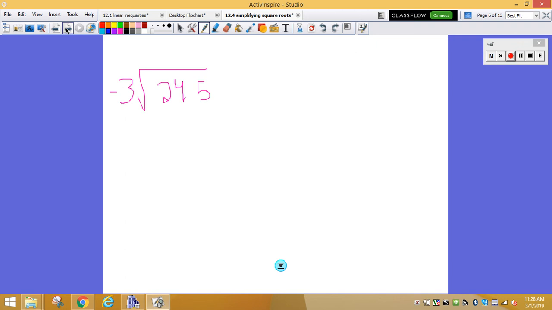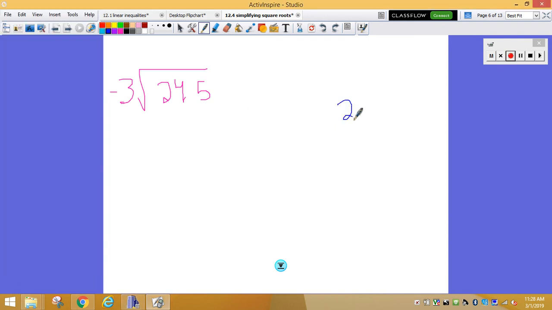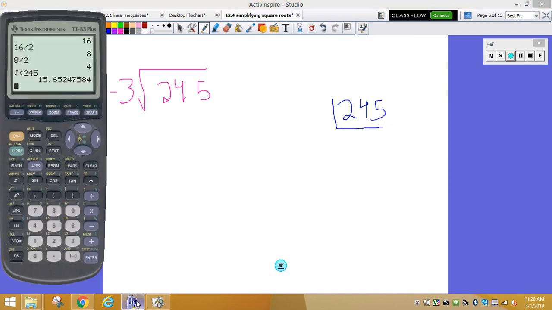Okay, let's do another one like that. Yes, all right. So -3 is on the outside. We don't really care about that. It's not going to affect anything. On the inside, I have 245. So first, square root of 245. Nope, that's not going to work. So let's do our little chart, 245. It ends in 5, so I already know 5 is going to go into it. So that's where I'm going to start.